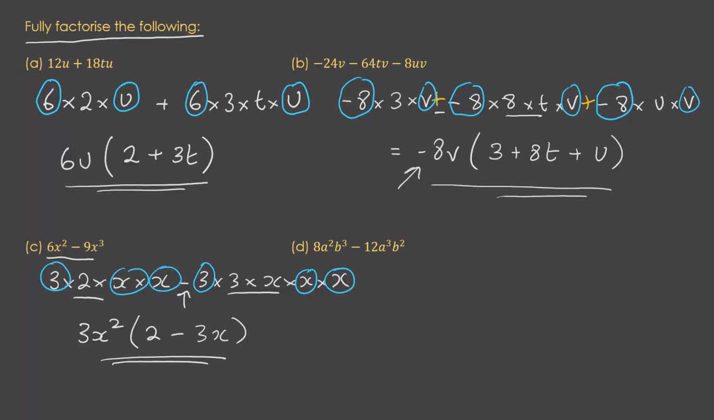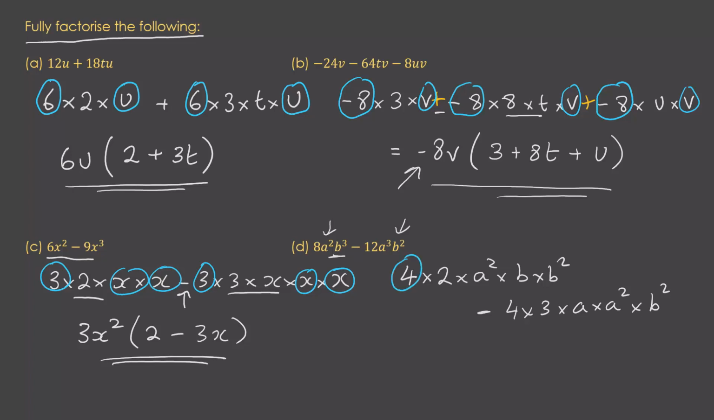And finally here, for 8 and 12, 4 is the highest common factor. So I've got 4 times 2. Now I'm going to write this one as a squared times b squared. I've split the b cubed into b squared times b, because I've got a b squared here, and the a I just left as a squared. Now the second term is going to be 4 times 3 times a squared times b squared.